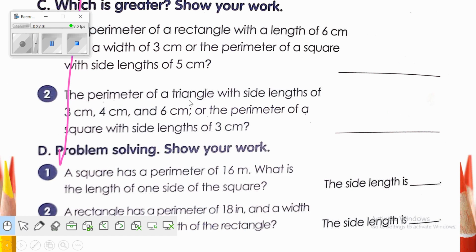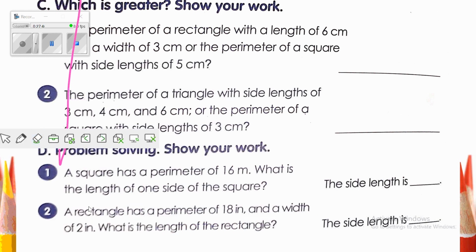The perimeter of a triangle with the side lengths of 3, 4, and 6, or the perimeter of a square with the side of 3. So you have to find the perimeter of the triangle. I have to add all the sides, 3, 4, 6, and here I multiply 3 times 4 because all the sides are the same in the square. The last thing in the problem solving, a square has a perimeter of 16 meters. What is the length of the sides? So remember, when I have the perimeter of a square, I divide it by 4.